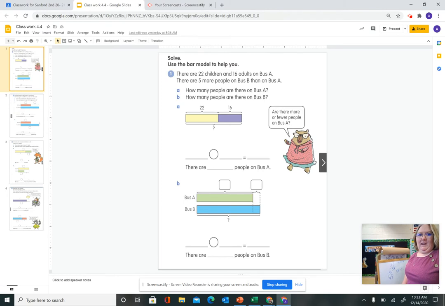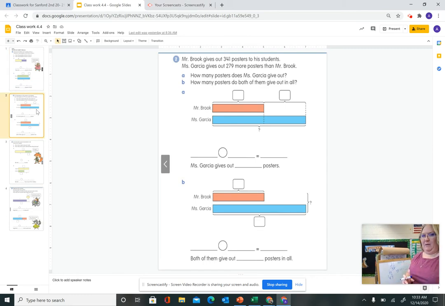On our next page, I love that they give us real world problems so that we can solve these two-step problems together. So number 2, it says Mr. Brook gives out 341 posters to his students. Mrs. Garcia gives out 279 more posters than Mr. Brock. So part A says how many posters does Mr. Garcia give out? And part B says how many posters do both of them give out in all? So we're going to add them together, aren't we?